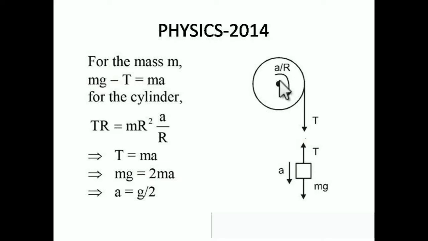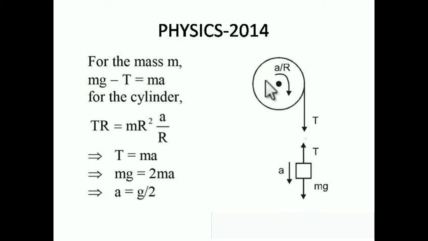A. What is this A by R? Tell me, friends. A by R. A is acceleration divided by R, that means the radius of the disc or cylinder. A by R is the angular acceleration of the cylinder, denoted by alpha. Friends, you have to make notes of what I am speaking. What is A by R? A by R is alpha, the angular acceleration. Please make notes in your own language so you can remember. It's easy to understand.